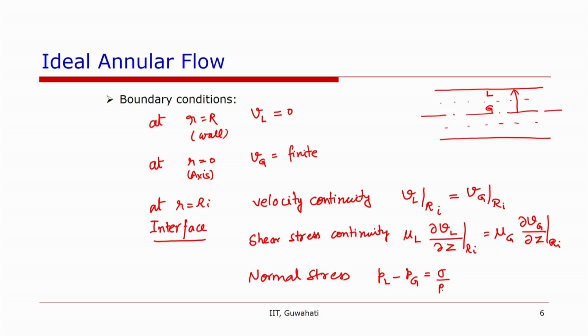So we can have sigma over Ri, but Ri is constant throughout, so we can say that dPL over dZ minus dPg over dZ is equal to 0. That means, because Ri is not a function of Z, the gradients in both the phases are the same, so we can have BL is equal to Bg from here.